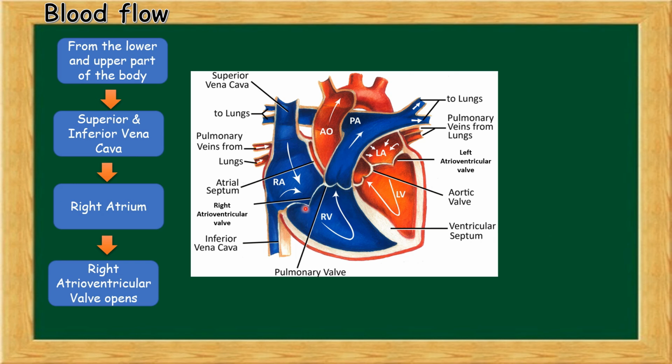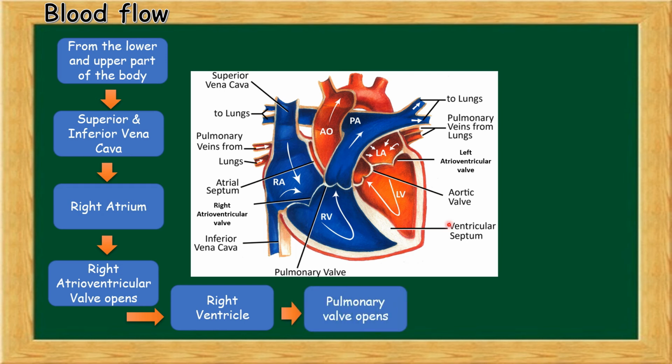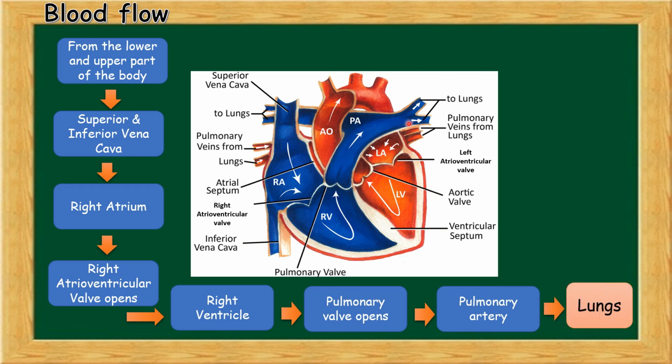After the right atrioventricular valve opens, the blood will lead to another chamber of the heart, which is the right ventricle. From the right ventricle, another valve will open. That is what we call the pulmonary valve. From here, the blood will lead to a certain artery, which is what we call the pulmonary artery. This artery will lead our blood to our lungs. That's the time the blood will become oxygenated, because it's now inside of our lungs, wherein it exchanges oxygen, or takes in oxygen.